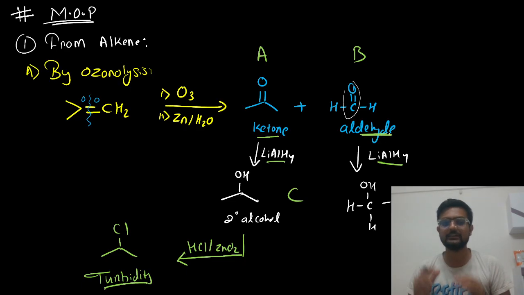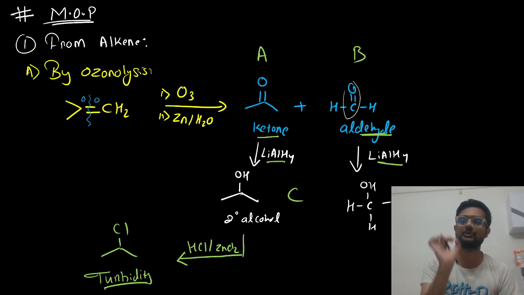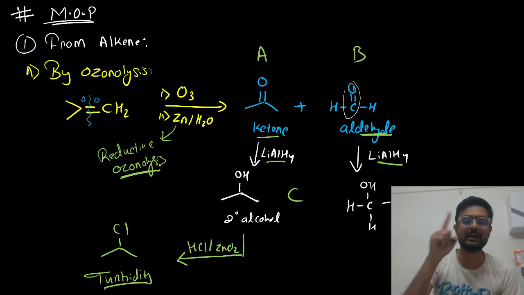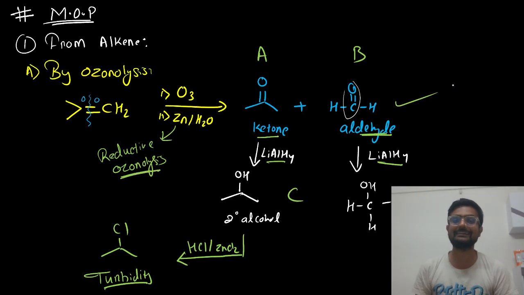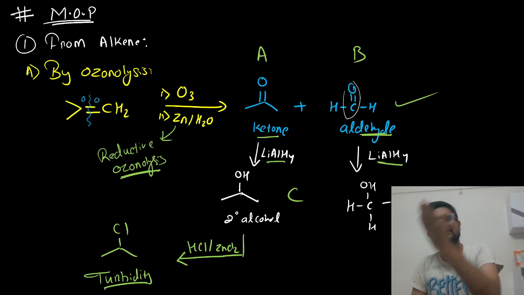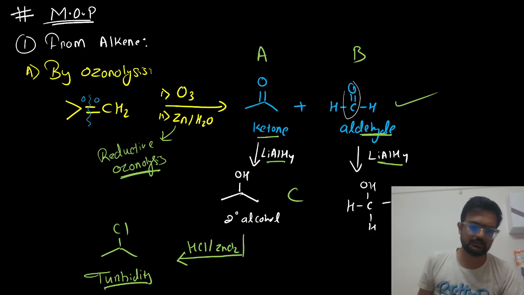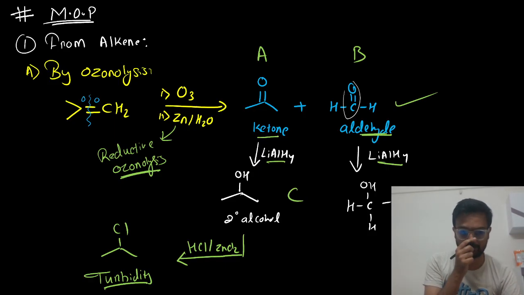So from alkene, if you want to prepare, what you can do? You can do the reaction with ozone in presence of Zn/H2O. Remember, this is called reductive ozonolysis. Let's say if I had taken oxidative, then here instead of aldehyde, what would I get? I would be getting carboxylic acid, right? Because it will oxidize the aldehyde group, and the aldehyde after oxidation will form carboxylic acid. I hope this is clear for everyone. Great. So let's move forward now.